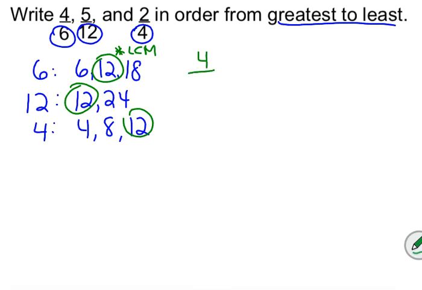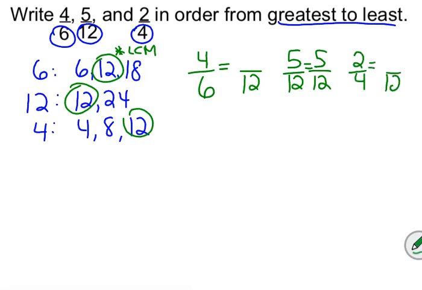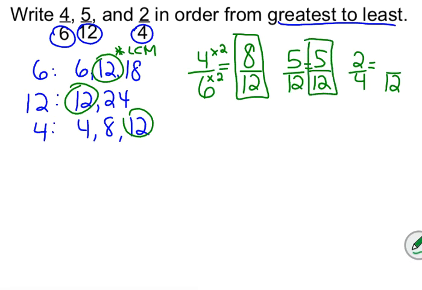So I make 4/6 equivalent to 12ths. 5/12 is already in 12ths, so I'll keep it as 5/12. And 2/4 I have to make in 12ths. So going back to equivalent fractions, 4/6: 6 times 2 is 12. Multiply the numerator by 2, and I get 8/12. This one is 5/12, already done. And now 4 times what will give us 12? 4 times 3. I do that to the numerator, times 3, and I get 6.